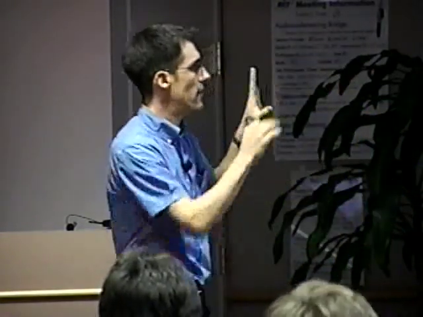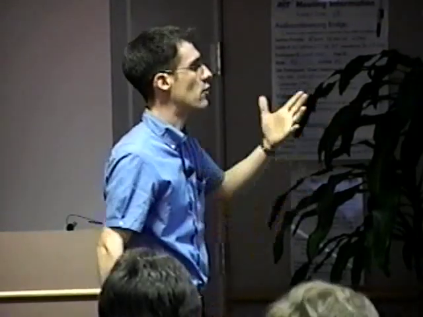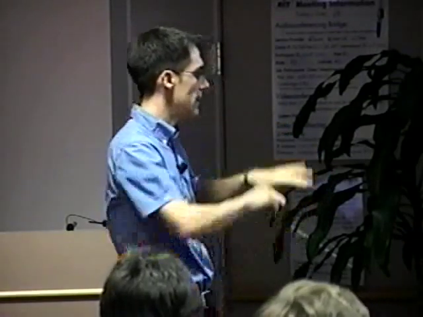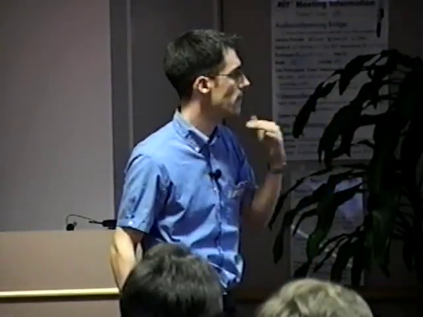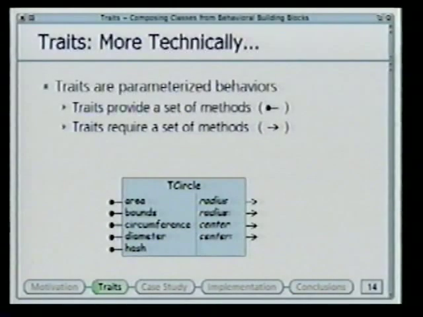On a very intuitive level, traits correspond to the building blocks that we saw in the very first slides, which means in particular that multiple traits can be composed to build up more complex classes. A little bit more technically, traits are parameterized behaviors. They provide a set of methods, and they may require a set of methods that parameterize the provided behavior. So here we have a trait T-circle that provides area, bound, circumference, diameter, and hash, and this provided behavior is parameterized by getters and setters for radius and center.